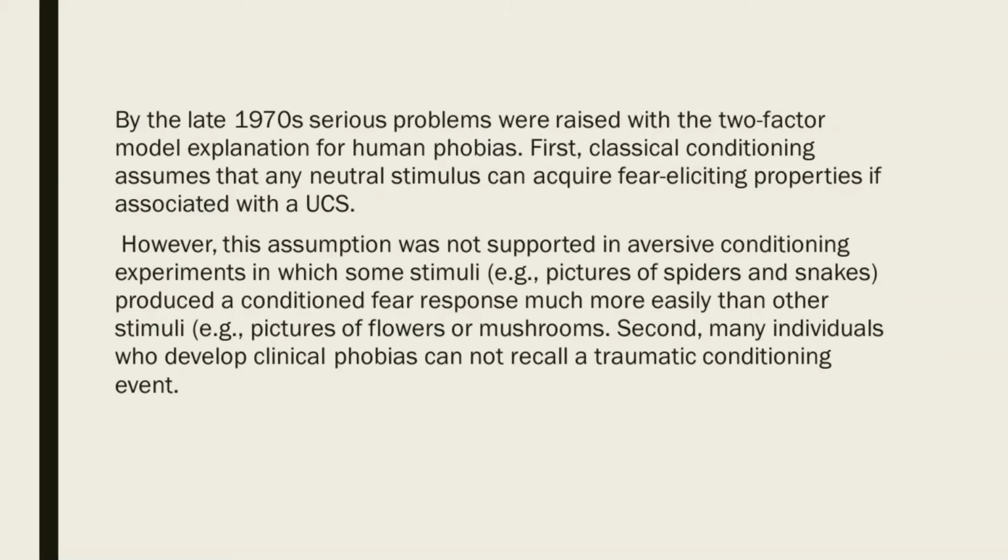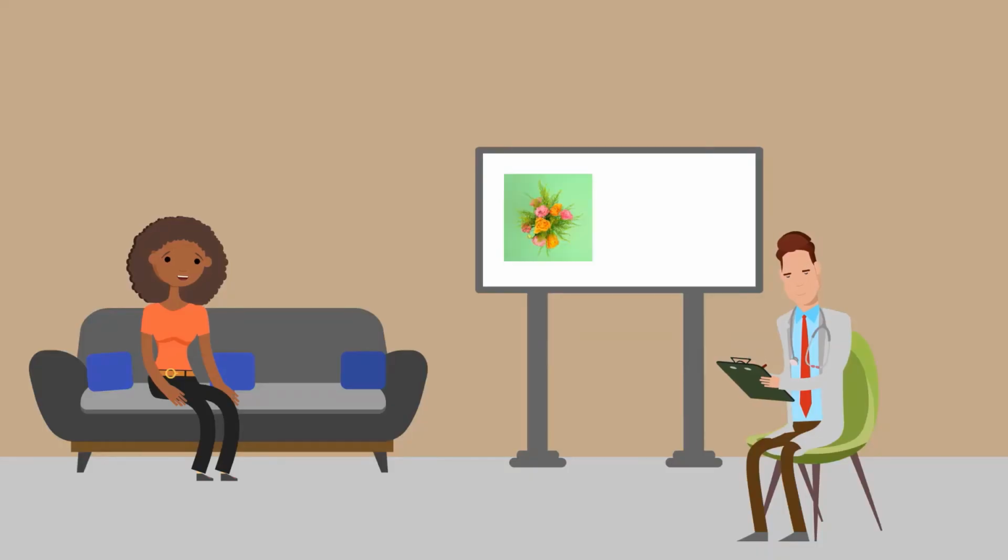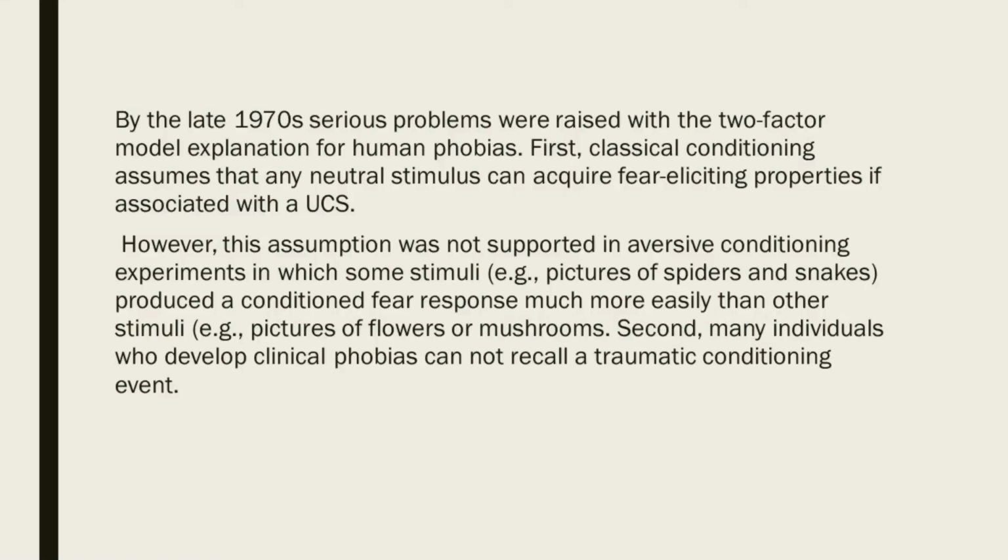By the late 1970s, serious problems were raised with the two-factor model explanation for human phobias. First, classical conditioning assumes that any natural stimulus can acquire fear-eliciting properties if associated with a UCS. However, this assumption was not supported in aversive conditioning experiments in which some stimuli, for example pictures of spiders and snakes, produced a conditioned fear response much more easily than other stimuli like pictures of flowers or mushrooms. Second, many individuals who develop clinical phobias cannot recall a traumatic conditioning event.